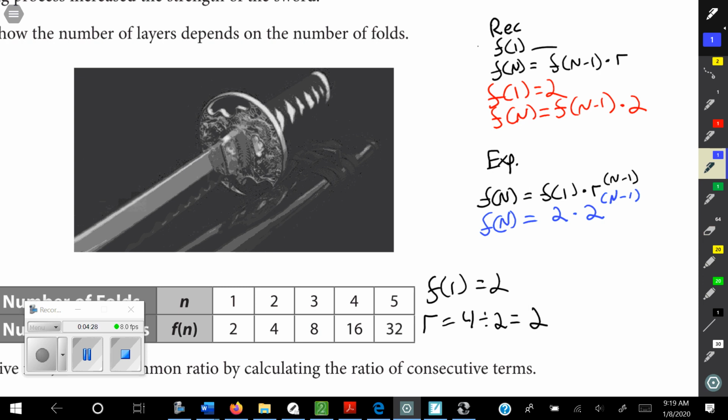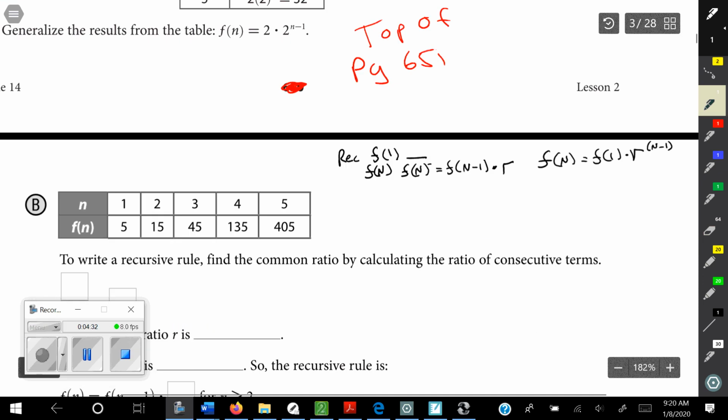Okay, let's take a look at another example. In this next example, they didn't even give you any type of word problem with swords or anything here. All they want to know is, in this sequence, can we write the recursive and explicit form? And this is the explicit over here.